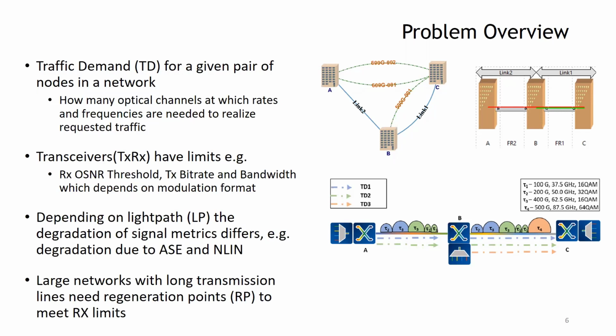Another thing that should be kept in mind is the scale of the optical network. Long light paths lead to a significant OSNR degradation, even due to ASE. There is nonlinear interference on top of it, so it's quite difficult to meet receiver limits without signal regeneration.